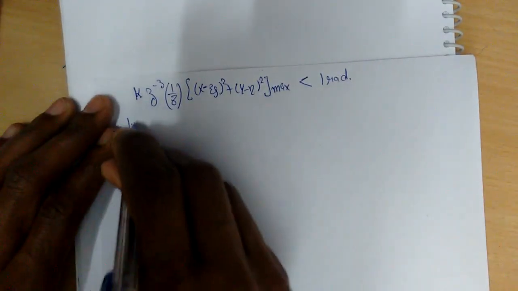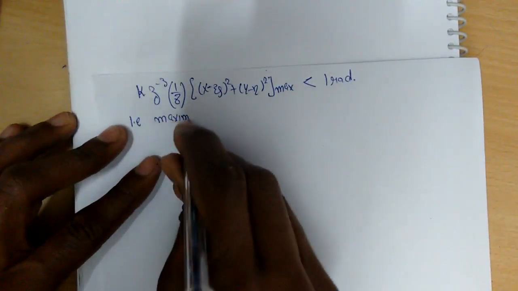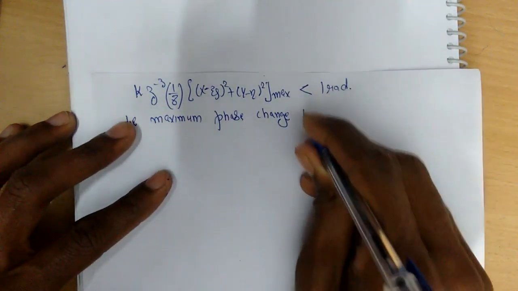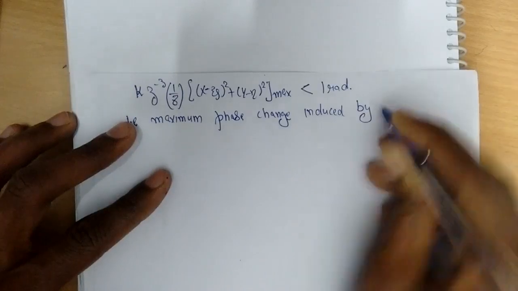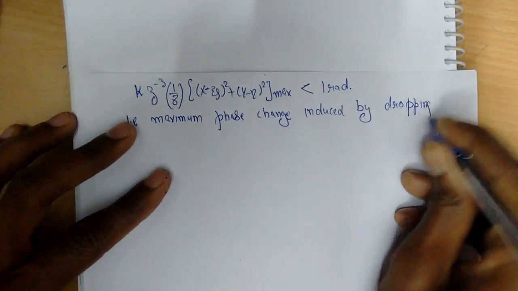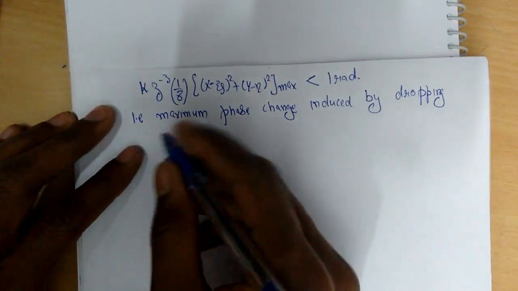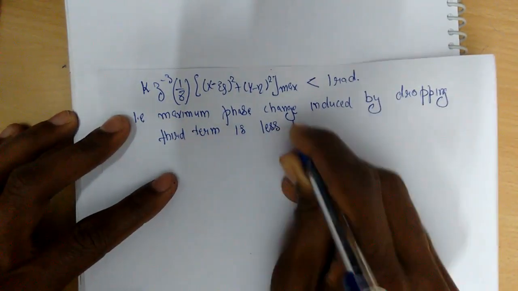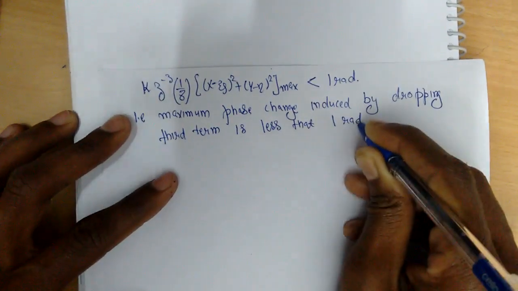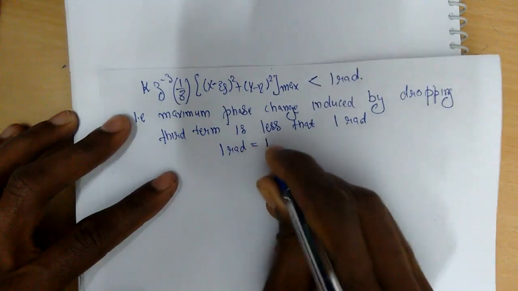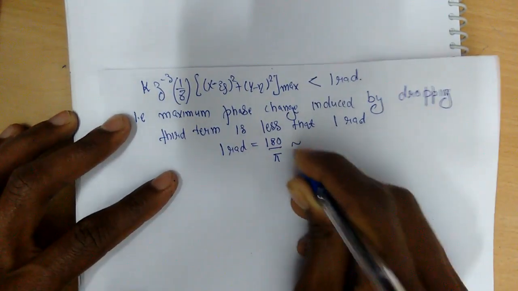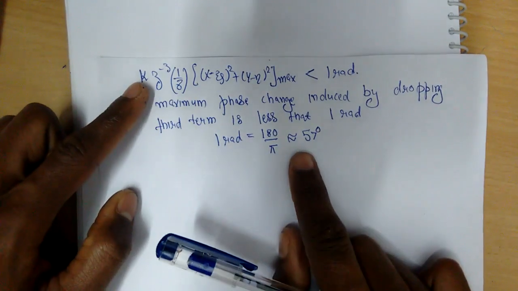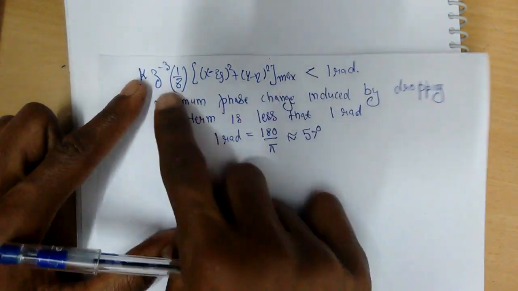Okay, so that simply means, let me write down this statement here, that the maximum phase change induced by dropping the third term is less than 1 radian, and 1 radian is typically approximately 57 degrees. So this is a convention. For the Fresnel approximation to hold good, this condition should be satisfied.